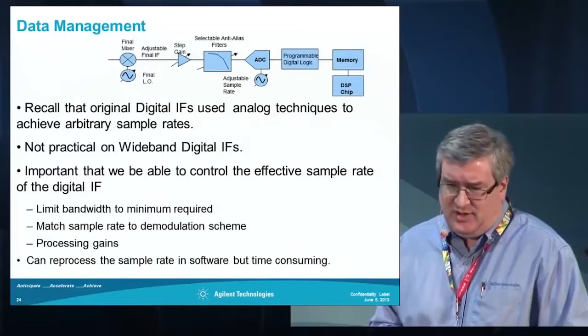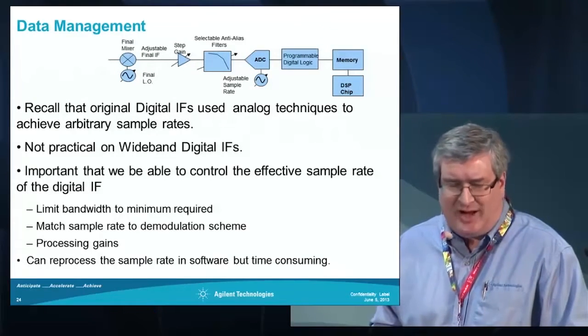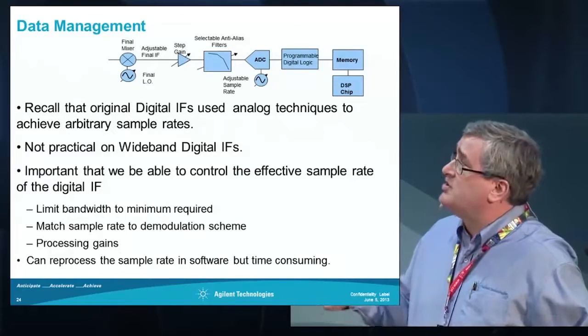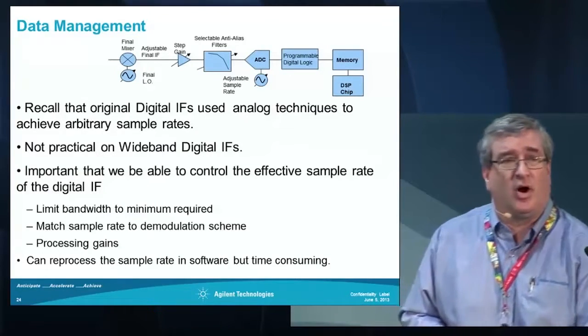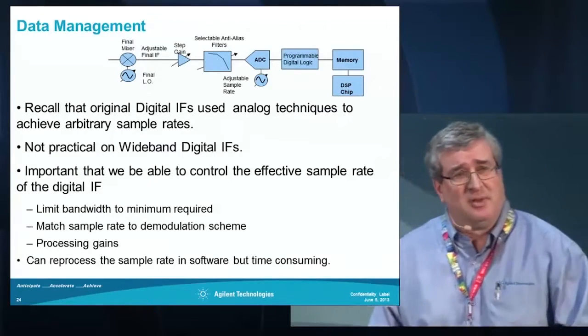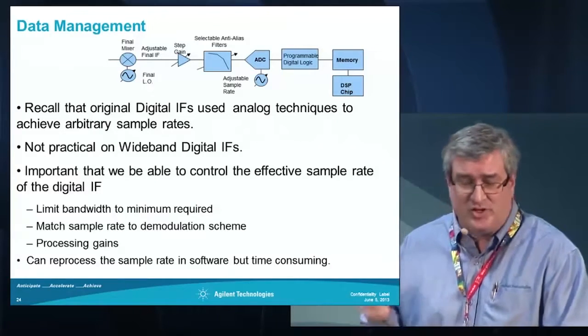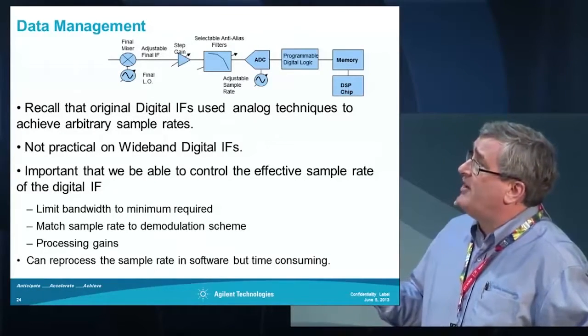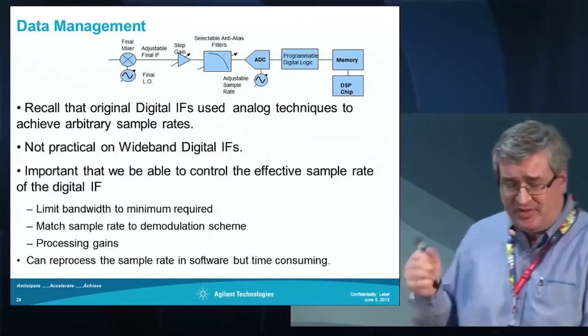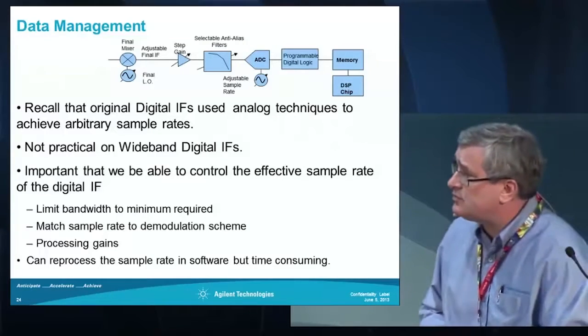As we go to faster ADCs, that's not really practical. If you're going to start trying to tune your adjustable sample rate, you're going to have a hard time dodging spurs and making it very noise-free. So that's not what we do anymore. We basically have a fixed ADC sample rate at all times, and that's pretty standard in the industry.